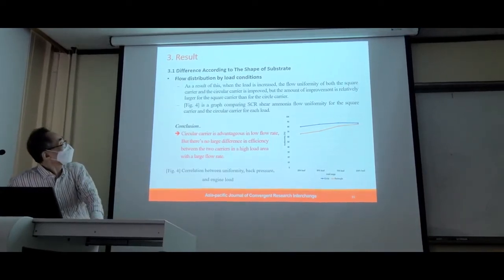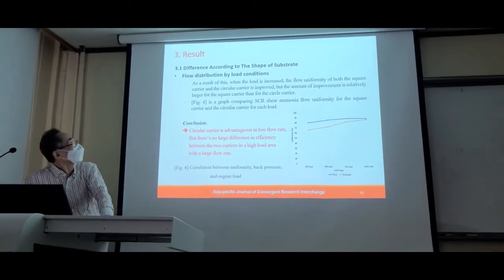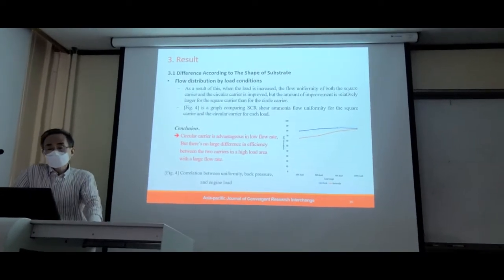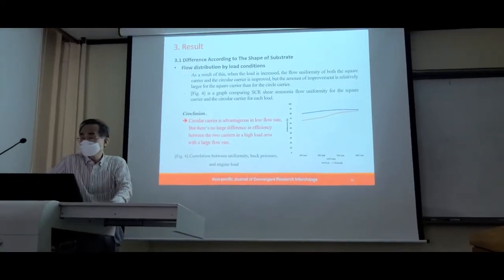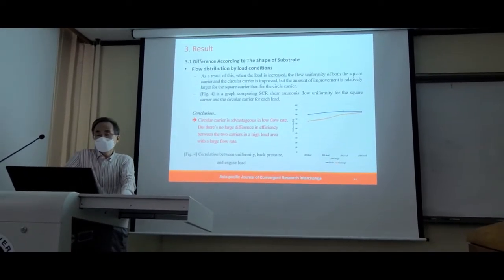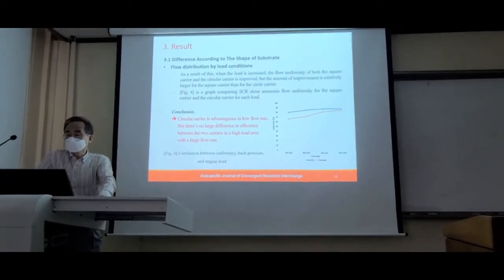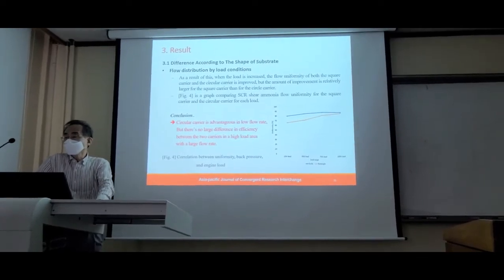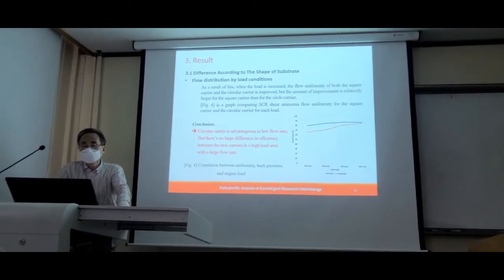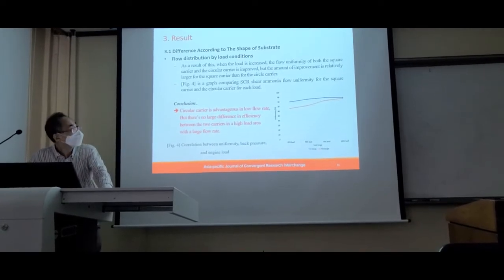And also, we can see another thing here. It's the flow distribution by load conditions. As a result, as the load increased, the flow uniformity of both the square substrate and the circular substrate improved. But the amount of improvement is relatively larger for the square substrate than for the circular carrier or substrate.